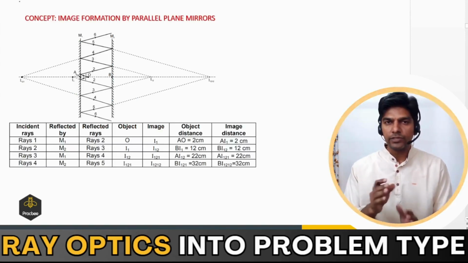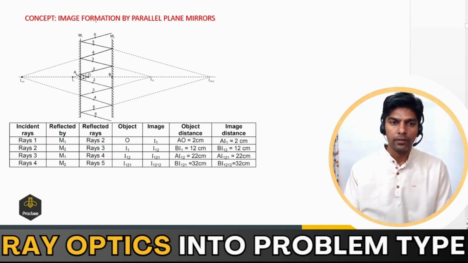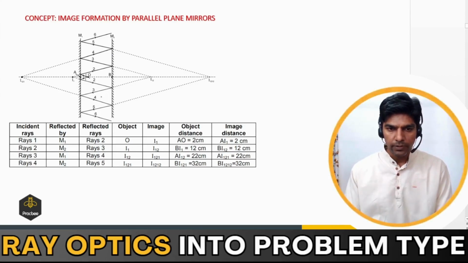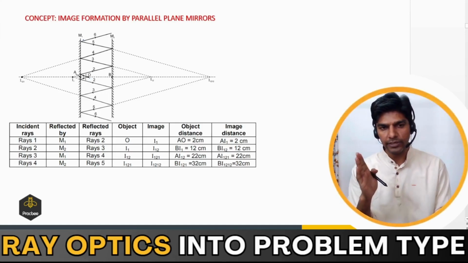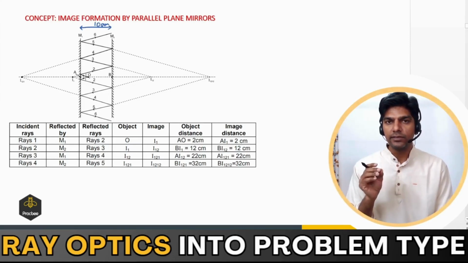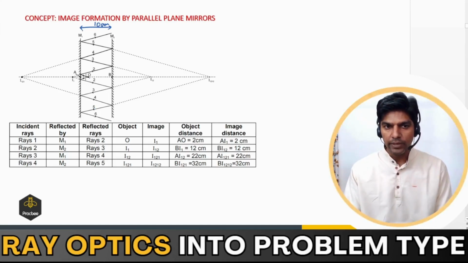Okay, now let us see the next problem type, and it is based on the image formed by two parallel plane mirrors. So let us understand this concept with an illustration. Here we are given an object which is placed at a distance of 2 centimeter from the left mirror. So we have a mirror M1 on the left side, M2 on the right side, and the distance between these two mirrors is 10 centimeters. Now if we consider first reflection happening at mirror 1, then the image formed by the first mirror will be at a distance of 2 centimeter, because the object is at 2 centimeter from the mirror.